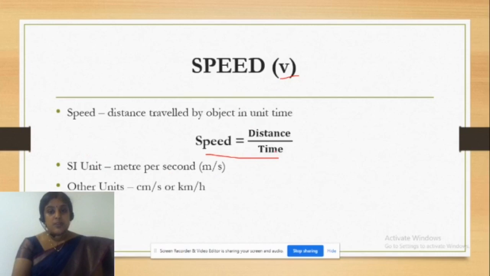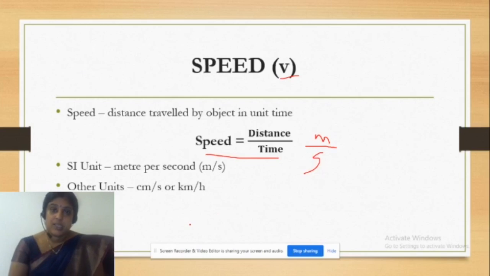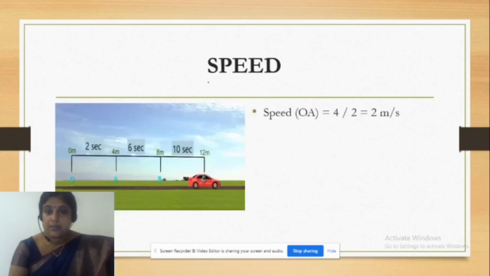What is the SI unit of distance? It is meter, right? And what is the SI unit of time? It is second. So the SI unit of speed is meter per second. Speed can also be represented in other units, centimeter per second or kilometer per hour. Is that clear, students?